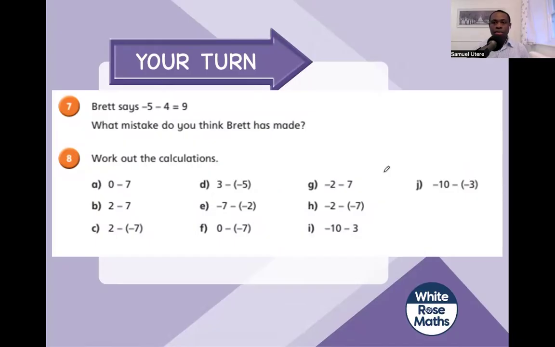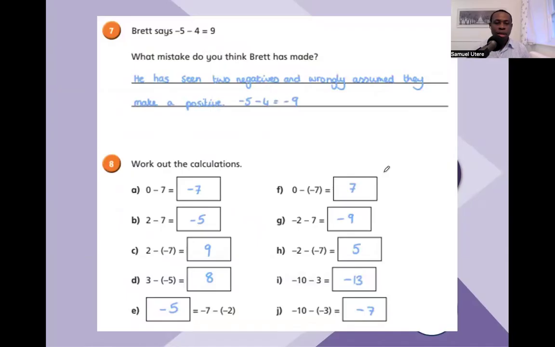Assuming you've paused the video and you've answered questions 7 and 8, here are the answers. So here, what mistake do you think Brett has made? Brett has seen two negatives and wrongly thinks that they will result in a positive. Remember what we've learned? The two negatives must be next to each other.